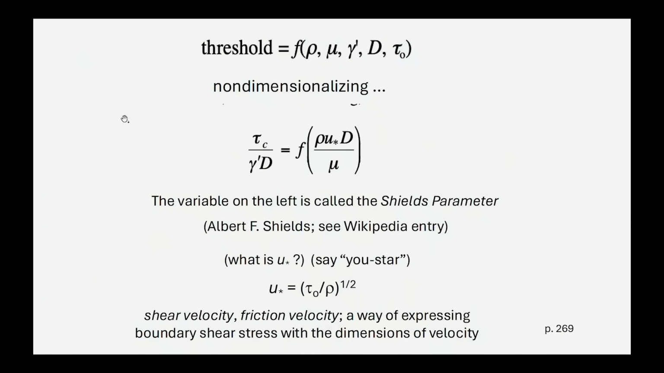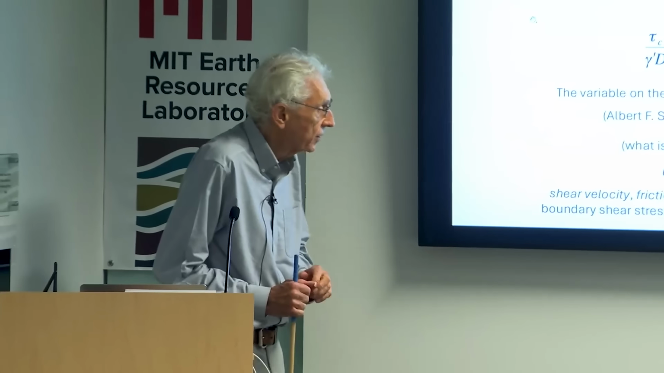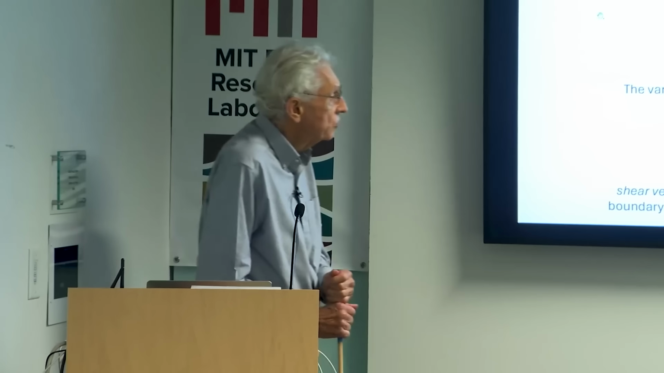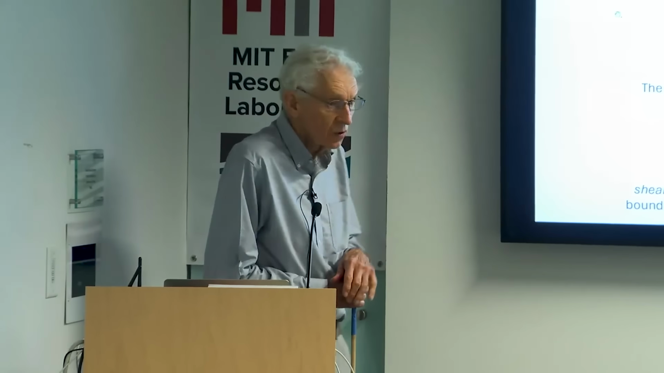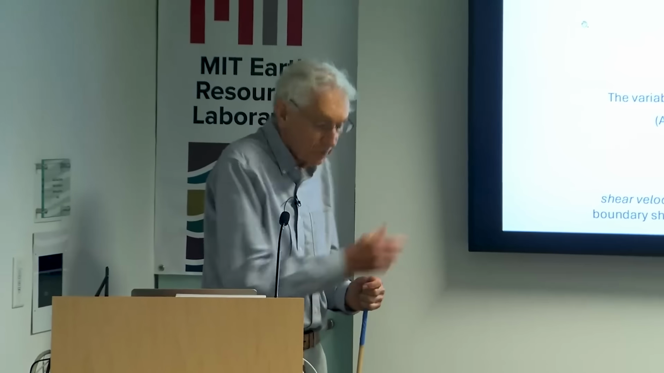This is a kind of dimensionless shear stress. And the other is another kind of Reynolds number. This is called the Shields parameter, and I'm going to tell you about Albert F. Shields in a minute. And U star is a kind of fake velocity. It's tau 0 divided by rho to the 1/2. And if you figure it out, that's the dimensions of velocity. So it's not really velocity. It's a shear stress in disguise. But anyway, that's the basic thing.